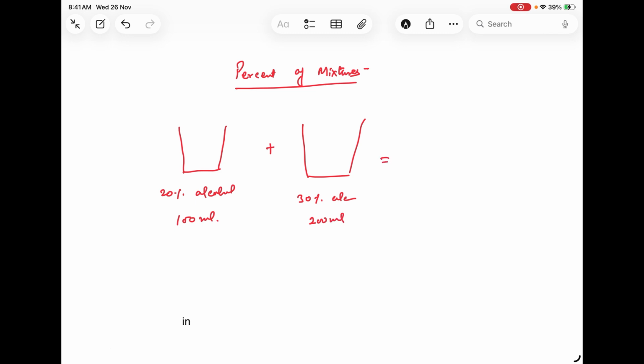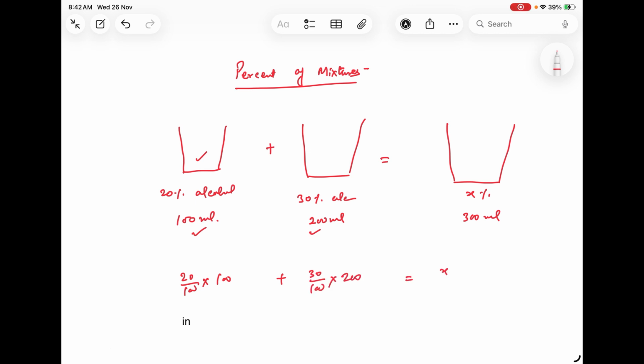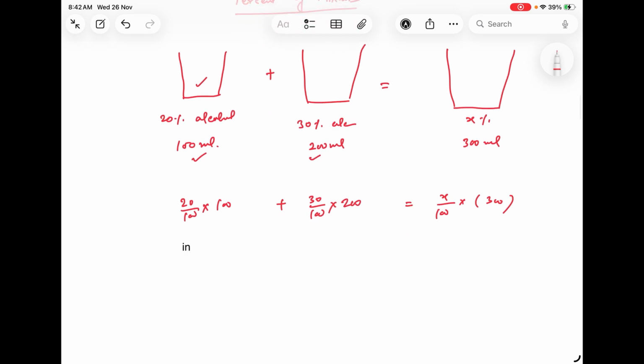Now when I mix it together, what happens? Total solution becomes 100 plus 200, 300 ml. We need to find the percentage of alcohol in the resultant. So here we can simply write, say 20% of 100, that is alcohol in the first jar, plus 30% of alcohol in the second jar is equal to X percent alcohol in the combined 300, right? Now we can simplify and find the value of X.